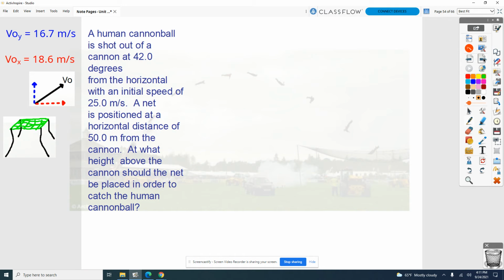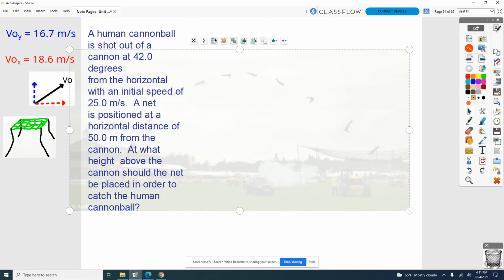Here we have a human cannonball shot out of a cannon 42 degrees from the horizontal with an initial speed of 25 meters per second. Perhaps you'd like to try that activity somewhere in the future. That seems like a lot of fun. A net is positioned at a horizontal distance of 50 meters from the cannon. At what height above the cannon should the net be placed in order to catch that human cannonball?